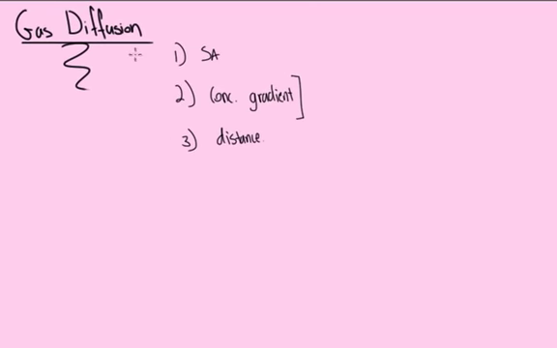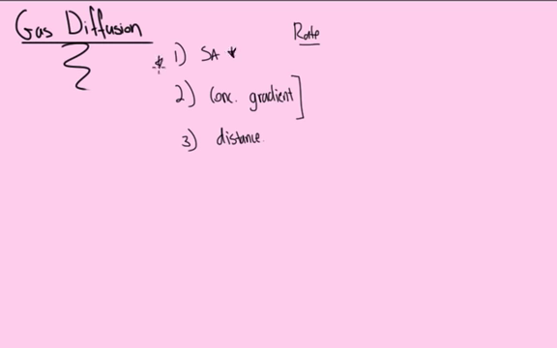All right, so we're going to look at gas diffusion, or more specifically, the properties that increase or decrease the rate of gas diffusion, specifically with respect to the circulatory and respiratory systems. What factors affect the flow of oxygen into or out of the blood, and carbon dioxide into or out of the blood? The first one of these is surface area.